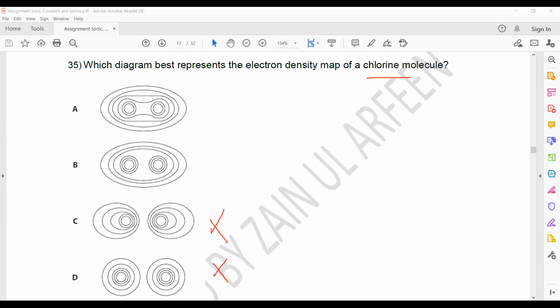What could be the right answer? Here, A is the right answer. Why is A the right answer? Because of what it shows: these lines are representing the electron density, meaning I can find an electron anywhere within this region. The maximum probability or chance of finding an electron is there. But this shows that the electron can be here or here, not between them.